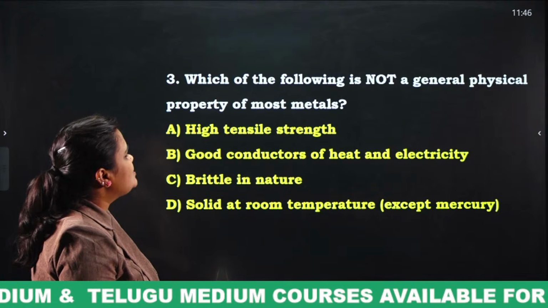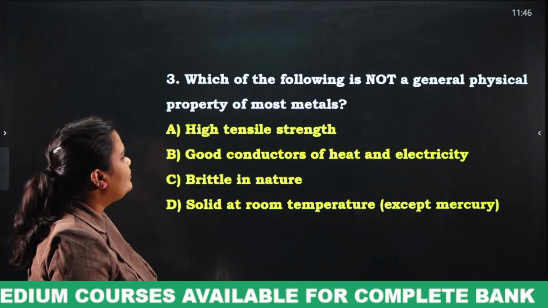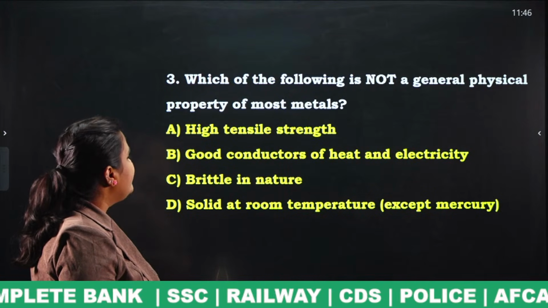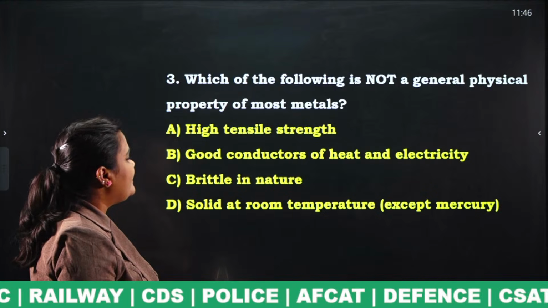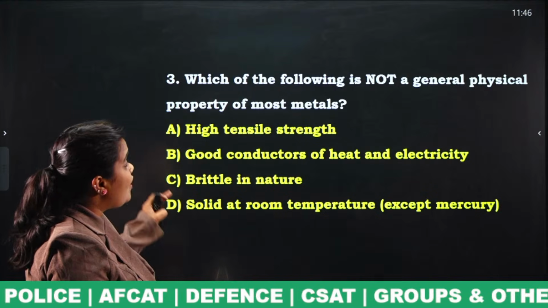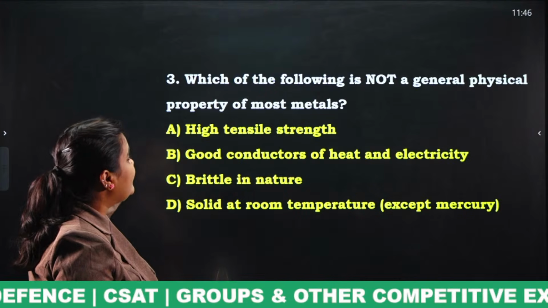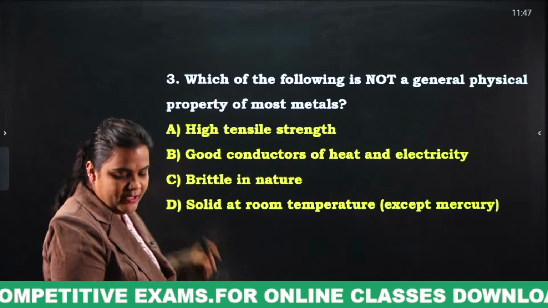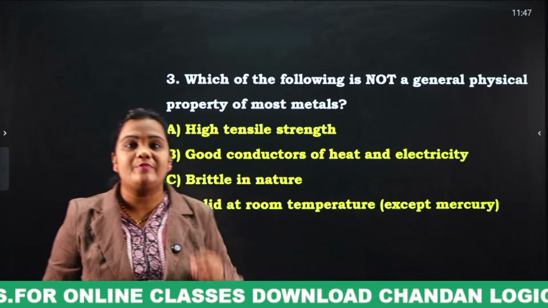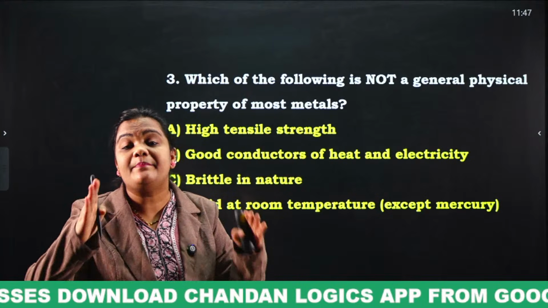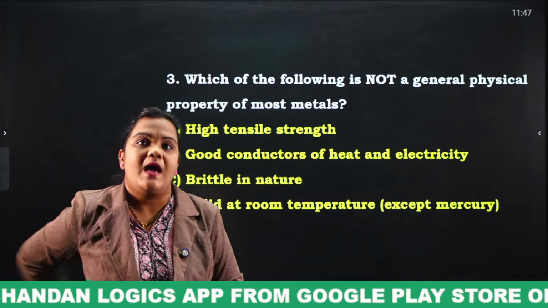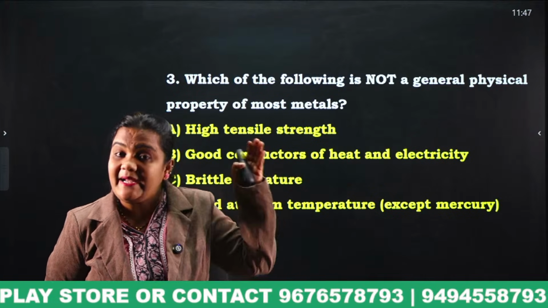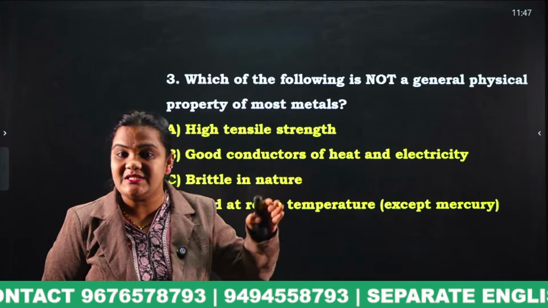Which of the following is not a general physical property of most metals? High tensile strength, good conductors of heat and electricity, brittle in nature, solid at room temperature except mercury. Which of the following is not a general physical property of most metals? Tell me, students, high tensile strength. In the given options, which is not a property of metal? I have told you in the beginning of the session that metals have high tensile strength.